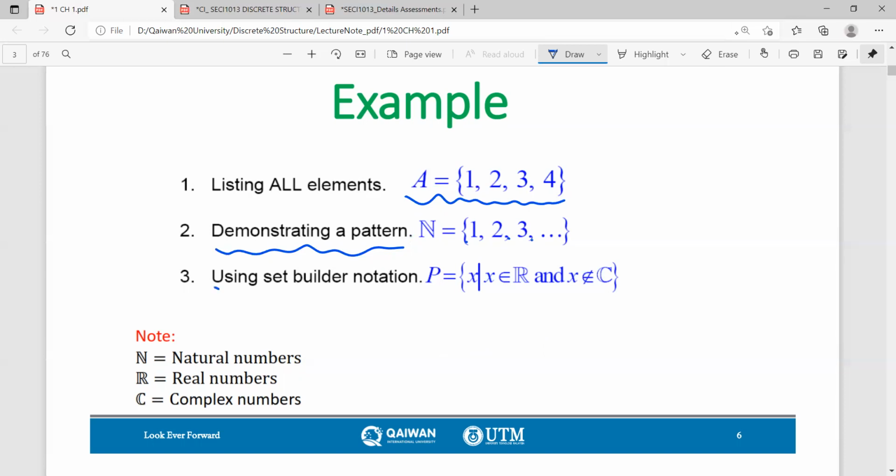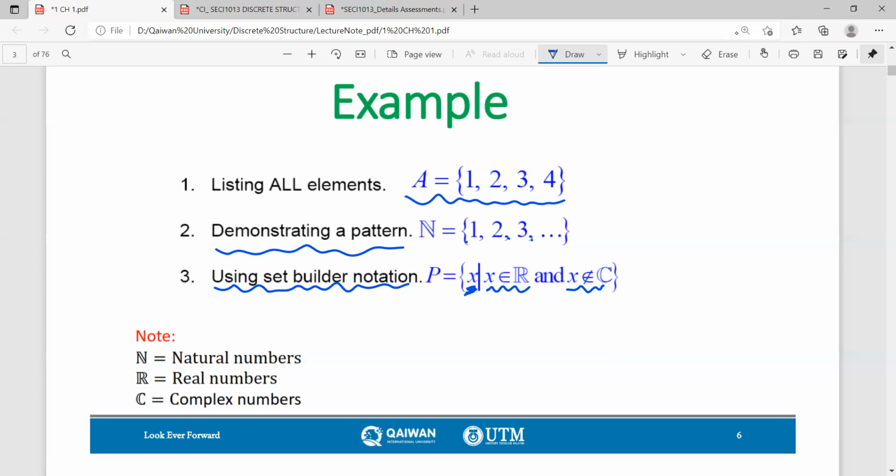And also we can use set-builder notation for expressing a set. We say P is the set of all x such that x is in R and x is not in C. Here it says P is the set of all those numbers which are in R but not in C.